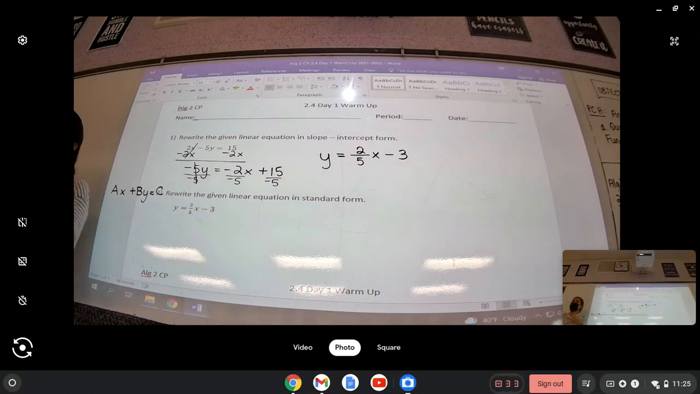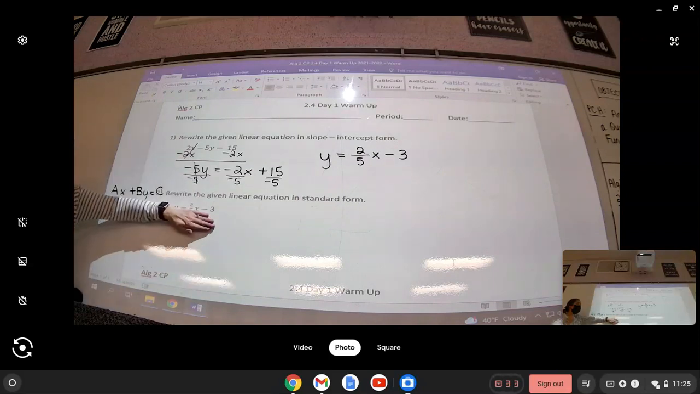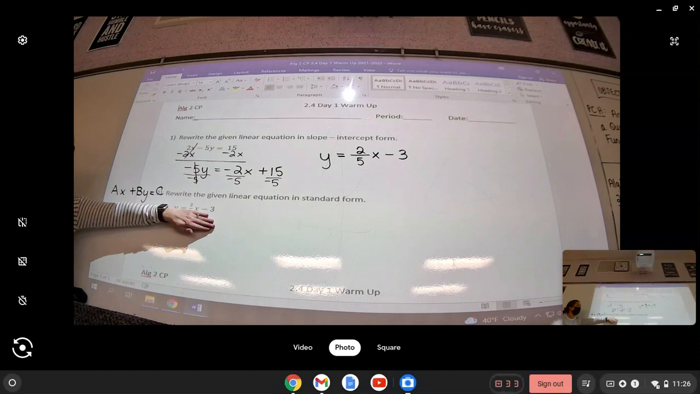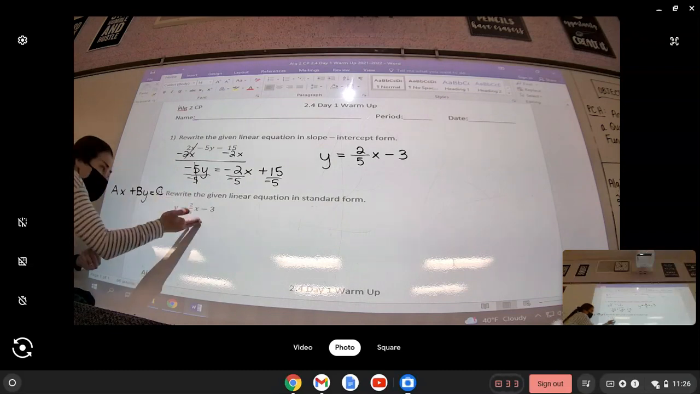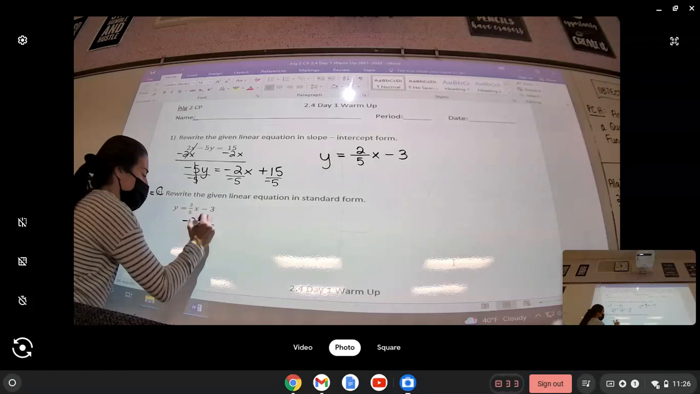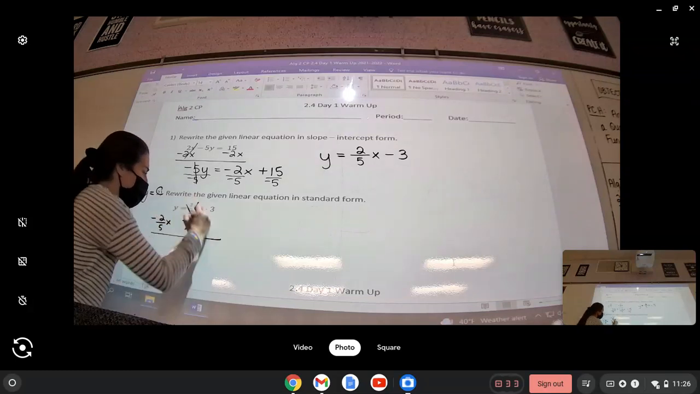So I always just think of standard form as x and y have to be on one side of the equal sign together, equal to a number. So that's what you have to do here. You have to get x and y on one side of the equal sign, equal to a number. So guys, if this was just 2x, how would you get 2 x's to move over here? Minus them. So just minus the 2/5 x. All right, so they're gone.